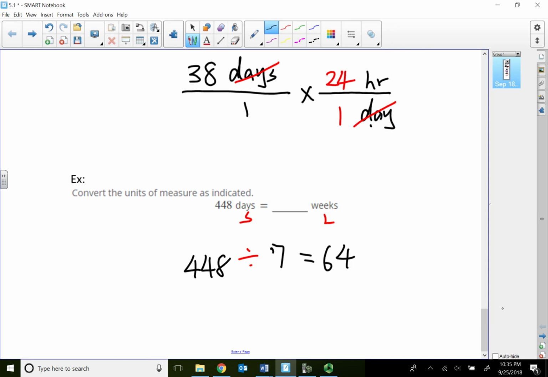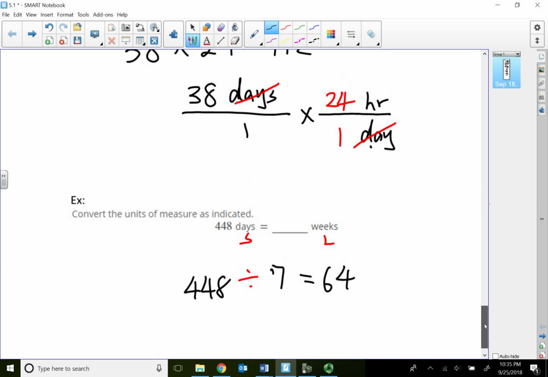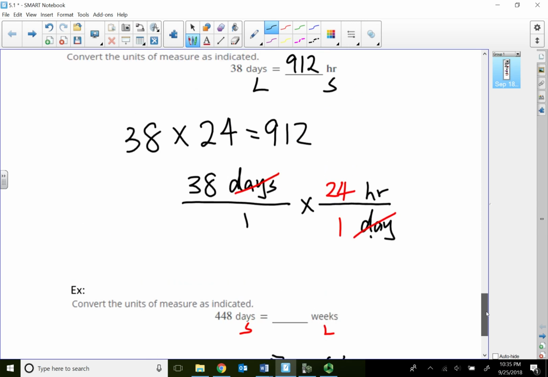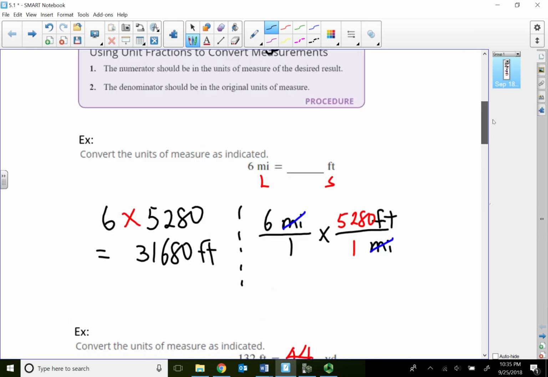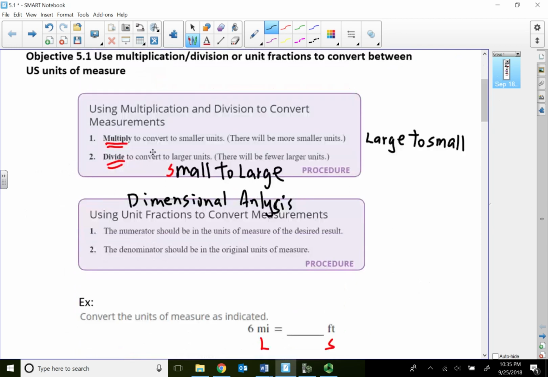All right, so just a quick lesson on how to convert U.S. measurements in time using either method, the shortcut multiplication or division method, or something called a unit fraction or dimensional analysis technique. All right, that will conclude this lecture video.